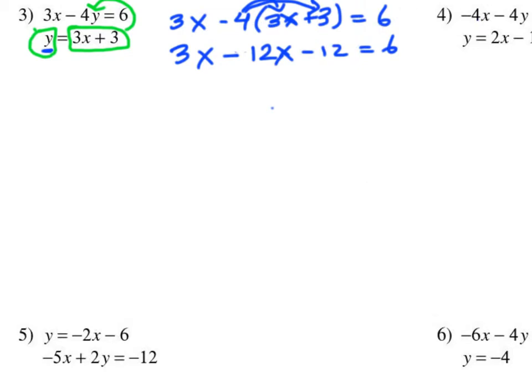All right, so I want to combine like terms. These are like terms, 3x and negative 12x. That would be different signs, subtract. 12 minus 3 is 9, 9x, but we want to take the sign of the bigger number, negative 9x.